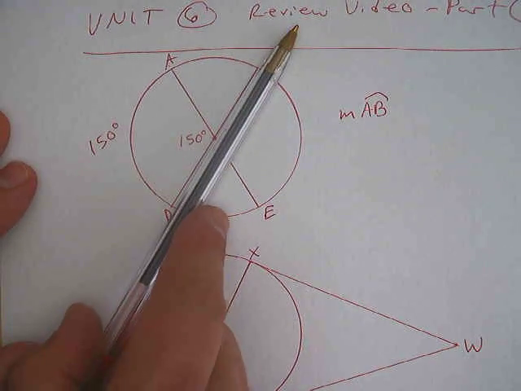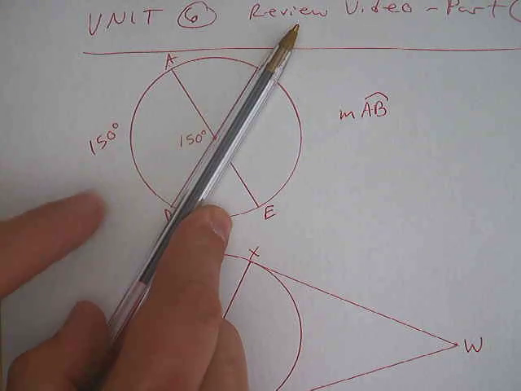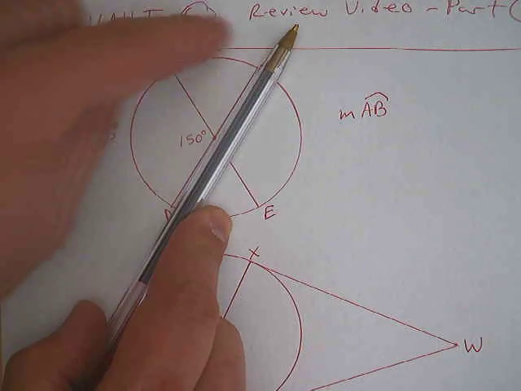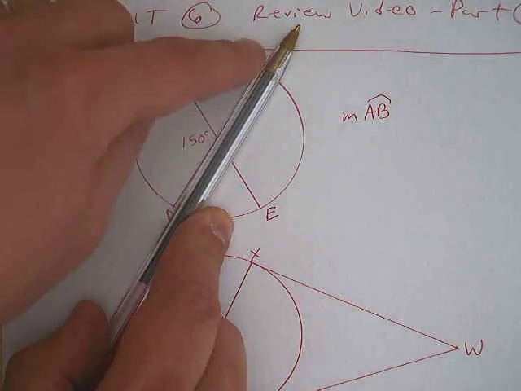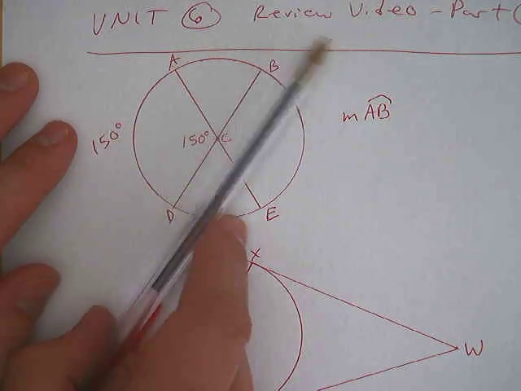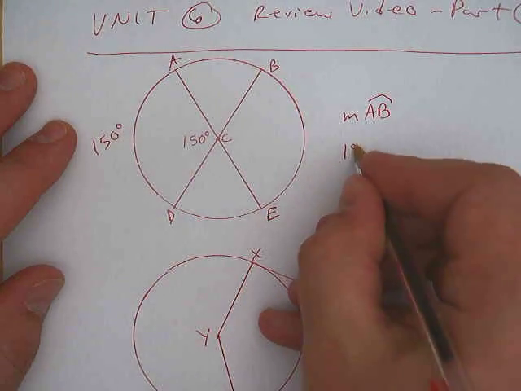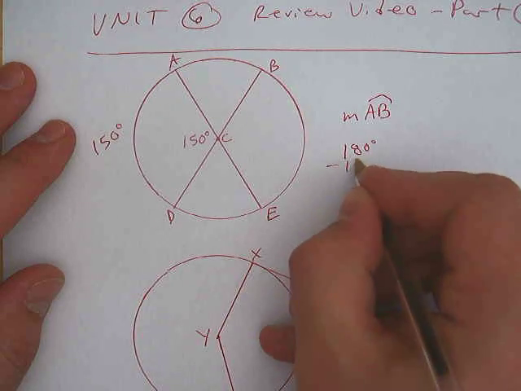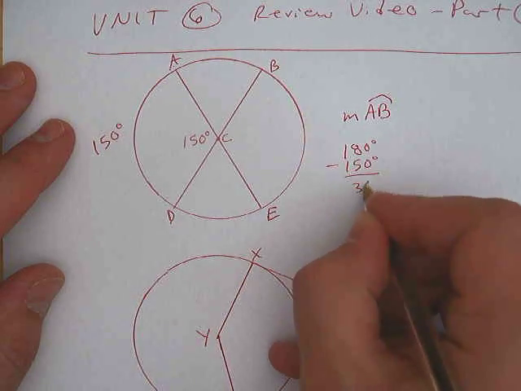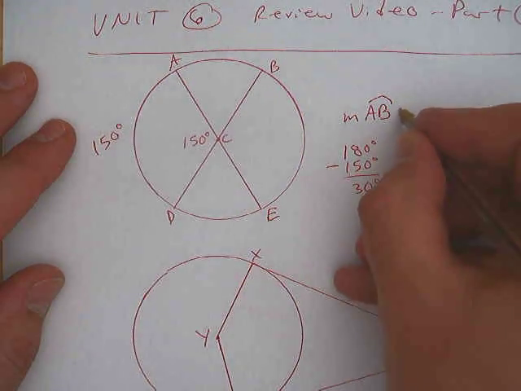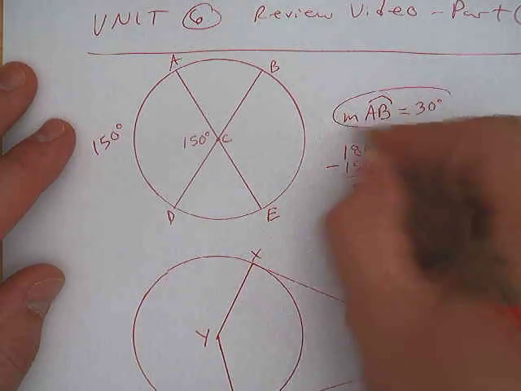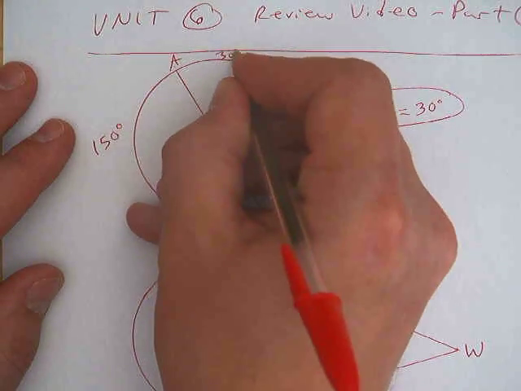I also know right here that this is the diameter of the circle. It divides the circle in half, so this entire semicircle is 180 degrees. So one way I could do this was I could take 180 degrees minus 150 degrees, which would give me 30 degrees. So the measure of AB is going to be 30 degrees.